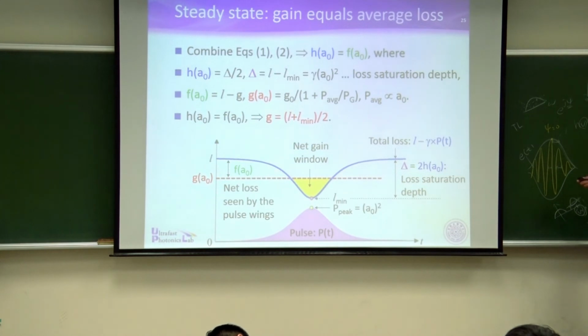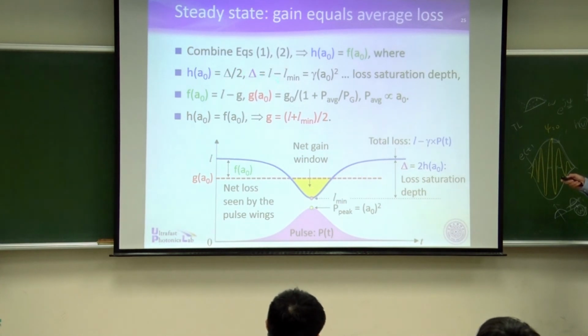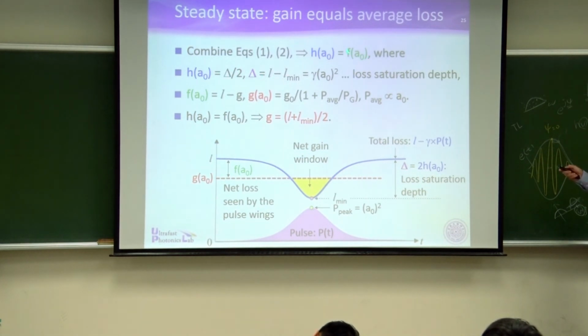Okay, then if you use H equals F by simple rearrangement, H equals delta over 2, delta equals L minus L minima, F equals L minus G, just simple substitution. You can arrive at this result. G equals L plus L minima over 2. And this relation corresponds to this sentence. Gain equals average loss, right? G is the gain, constant gain.